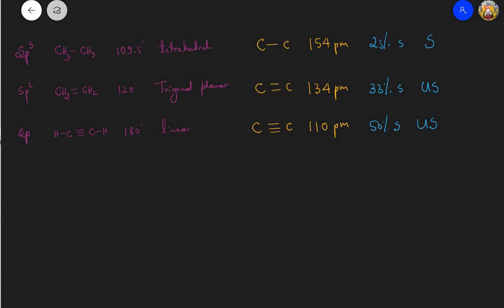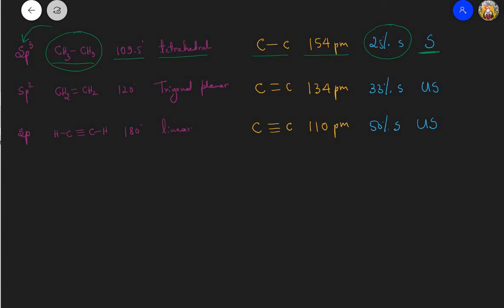So we have studied sp3 hybridization. The example was ethane molecule, where the bond angle was 109.5 degrees and the shape of the molecule is tetrahedral. The sigma bond between carbon and carbon has a bond length of 154 picometer, and since it is sp3, the percentage of s in alkane, because this is a saturated hydrocarbon, will be 25%. Since it is a single bonded compound, it is called a saturated compound. S stands for saturated. That is what I have made for your understanding.